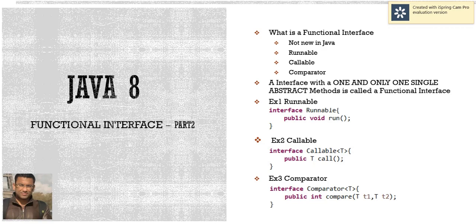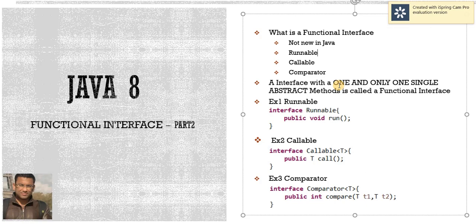A functional interface in Java is an interface that has one and only one single abstract method. I'll just repeat. A functional interface in Java is an interface which has one and only one single abstract method.